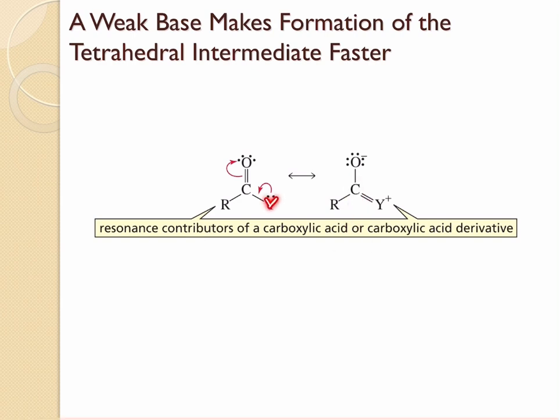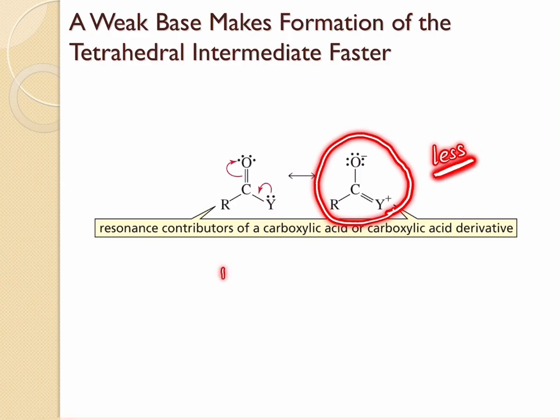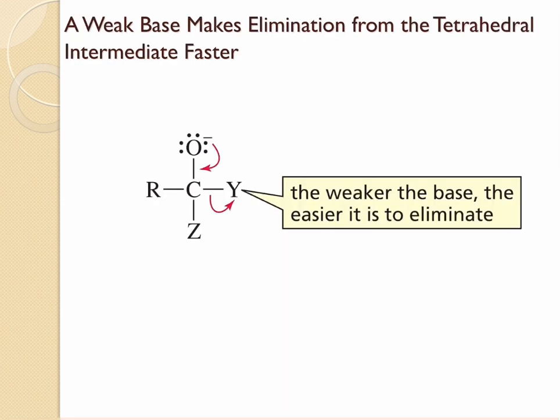But in the case of weak base, since they are not ready to share its electrons, this resonance contributor, which has a positive charge, is going to be a less contributor. And therefore, the nucleophile can easily go and attack this carbon to form the tetrahedral intermediate much faster. Also, the weak bases make the collapse of the tetrahedral intermediate much faster, because we know that the weak bases are easier to eliminate from the tetrahedral intermediate.